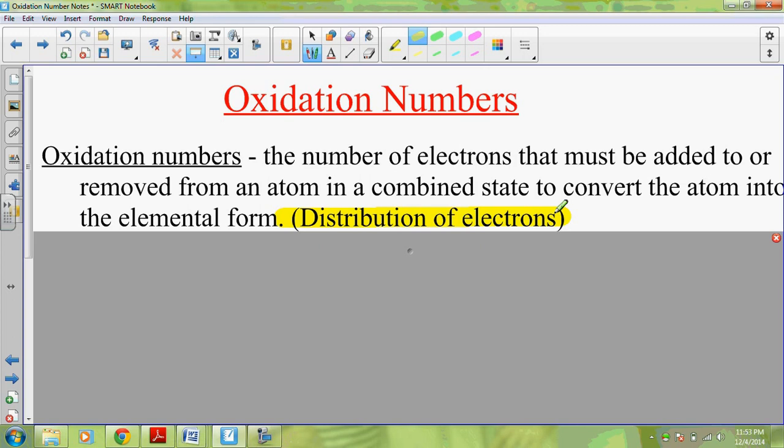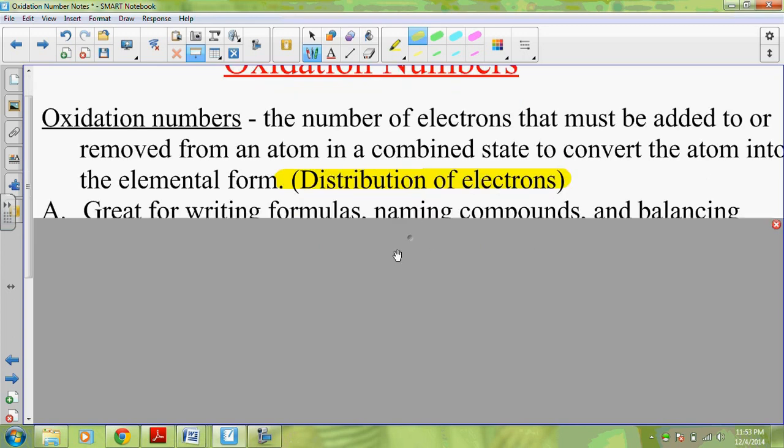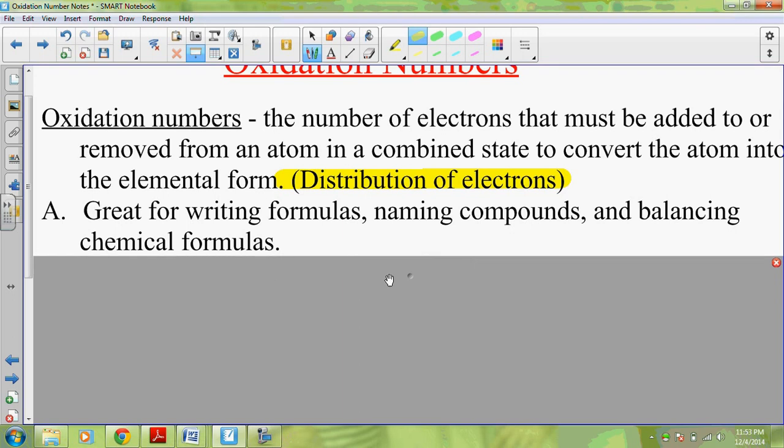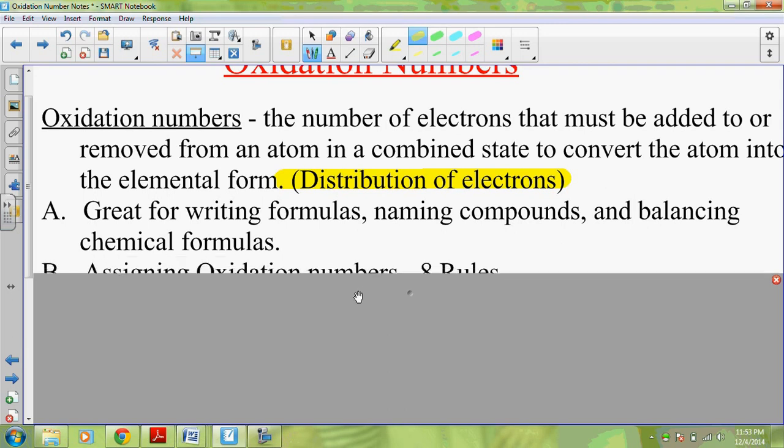So, there are 8 rules that you guys should already have down on that purple sheet. We're going to go over them, and we're going to figure out what they all mean. So, let's get those rules out. And by the way, oxidation numbers are also great for writing formulas, naming compounds, and balancing chemical formulas. But the 8 rules we want to talk about.